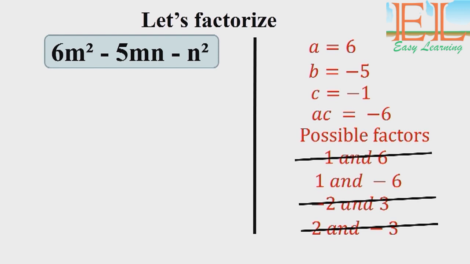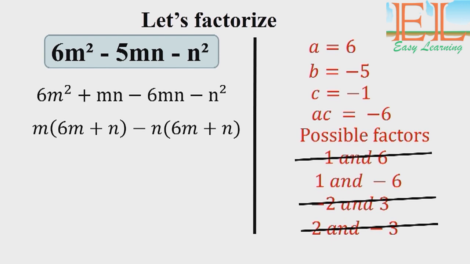Therefore, replacing the term in b, we have 6m squared plus mn minus 6mn minus n squared. And working with the first two and the last two, we have m times 6m plus n minus n times 6m plus n. And finally, we have m minus n times 6m plus n.